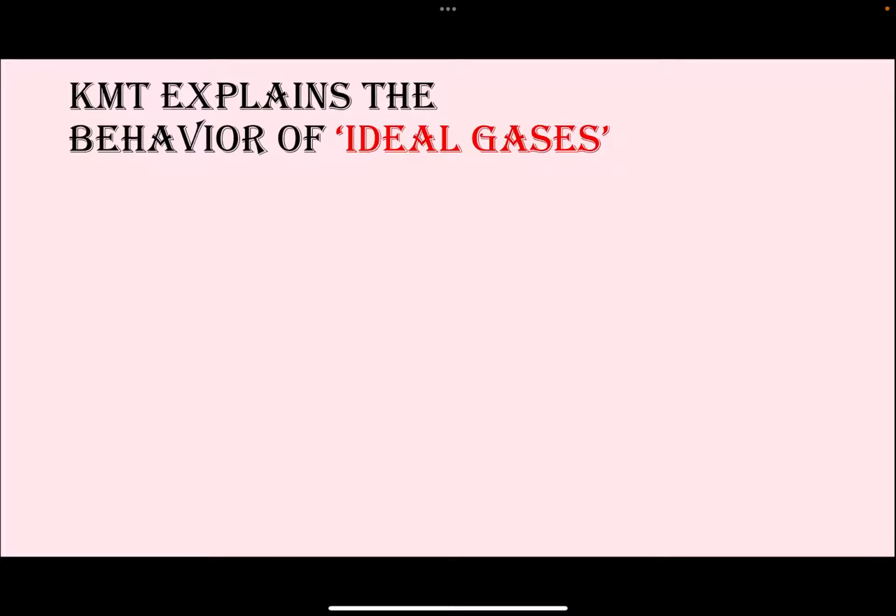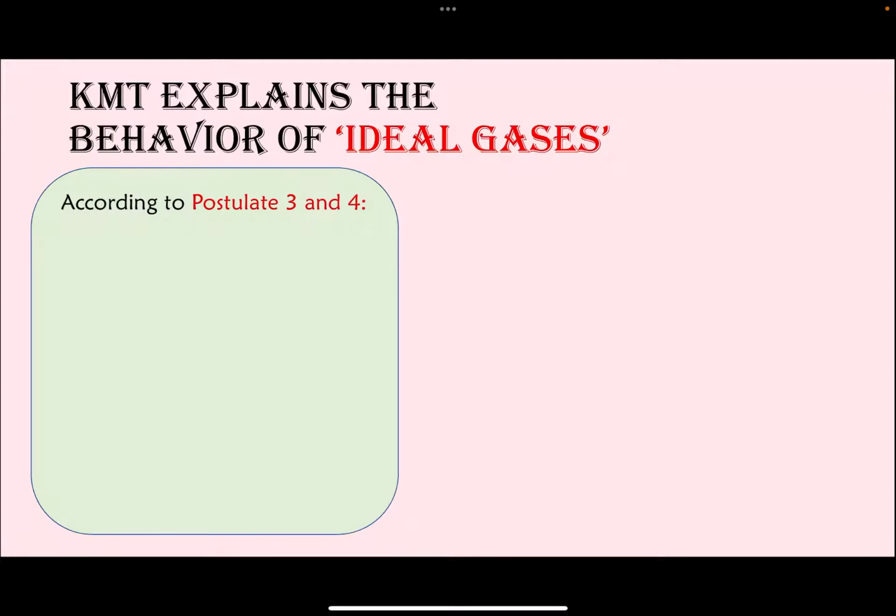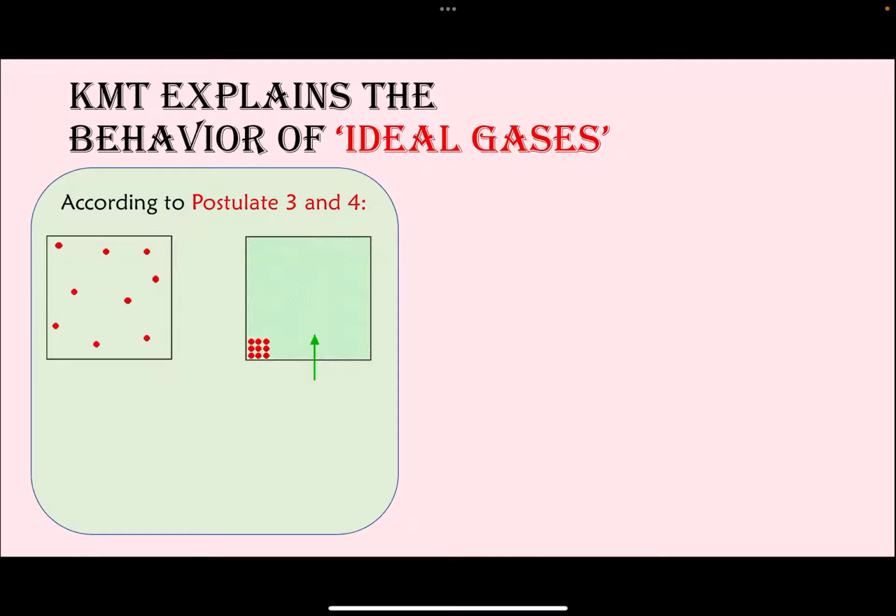So the problem with kinetic molecular theory is that it explains the behavior of something that can be referred to as the ideal gases. All of these four postulates are true for the ideal gases. But the problem is, in the real world, we have real gases, and they do deviate from some of these postulates, especially postulate number 3 and 4. Because according to these four postulates, gases have no volume and they have no intermolecular forces.